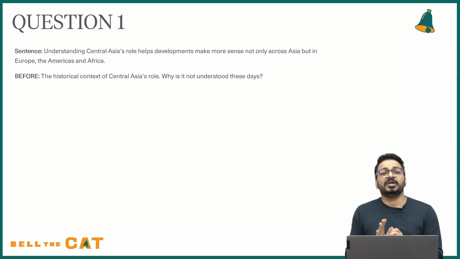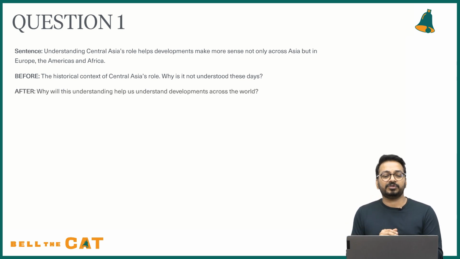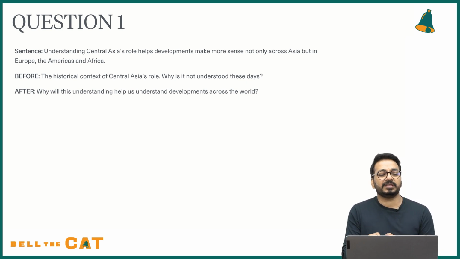That's a chance. But if you know that in the paragraph 1 is not given at the beginning, that means straight away, there is something that is before. In this particular question, there is no option 1 given right at the beginning of the paragraph. So there is definitely something before. So you need to understand why is Central Asia important and why is this thing not understood. After that, what should happen, it is saying that it makes more sense not only across Asia, but in Europe, Americas and Africa. Why is it this?